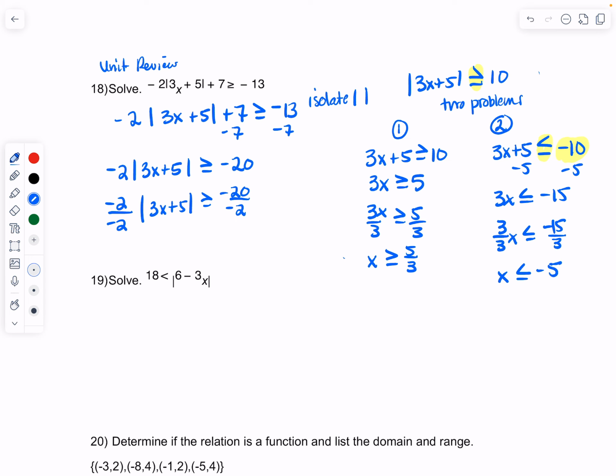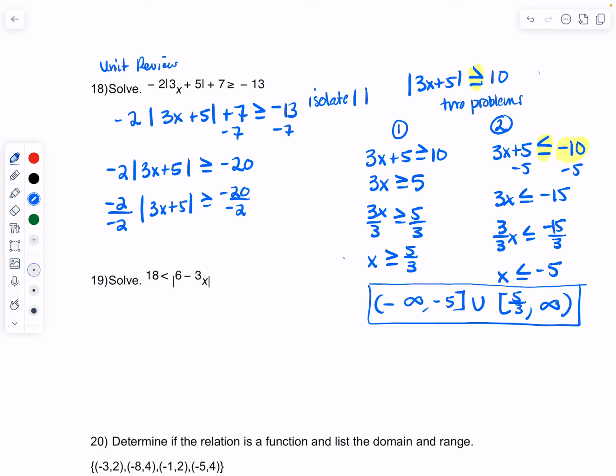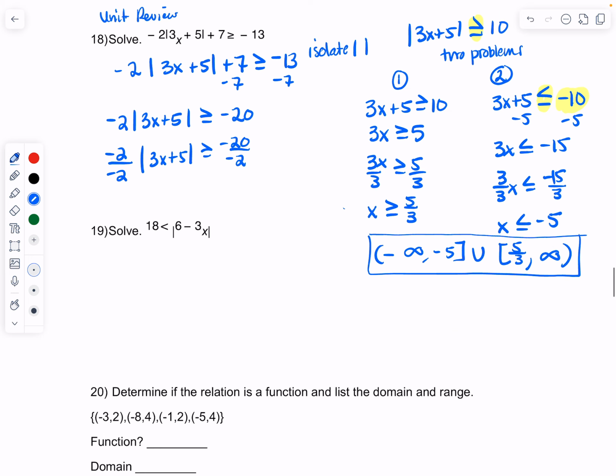x is less than or equal to -5, so all my x values are smaller than that. So I'm going to write -infinity to -5, including that value, union, and now it says that x has to be greater than or equal to 5/3. So 5/3 is going to be with the square bracket because it's included, going up to infinity. So with these inequalities, you're going to get two answers. All right, let's look at 19.